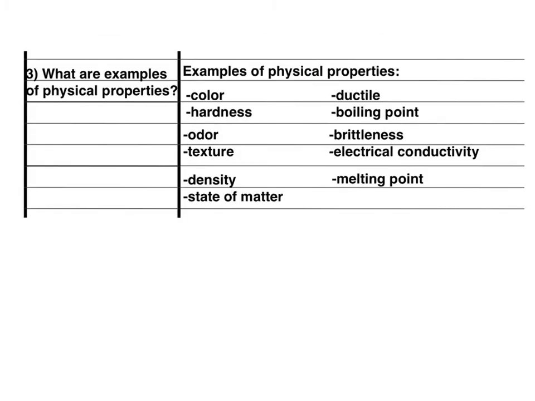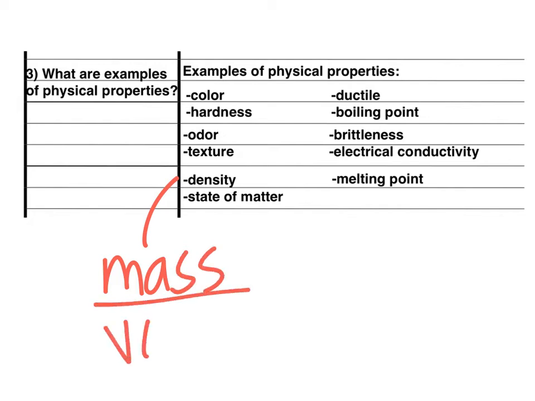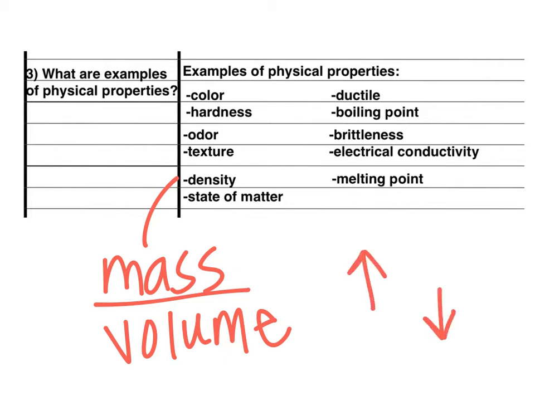What are examples of physical properties? Examples are its color, how hard it is or how soft it is, if it smells like something, what does it feel like? Is it soft? Is it slick? Or does it feel rough? What is its density? Does it feel heavy for its size or does it feel light for its size? Again, density is the amount of mass that was put into a certain amount of space. So if it feels heavy, it has a high density, and if it feels light, it has a low density.